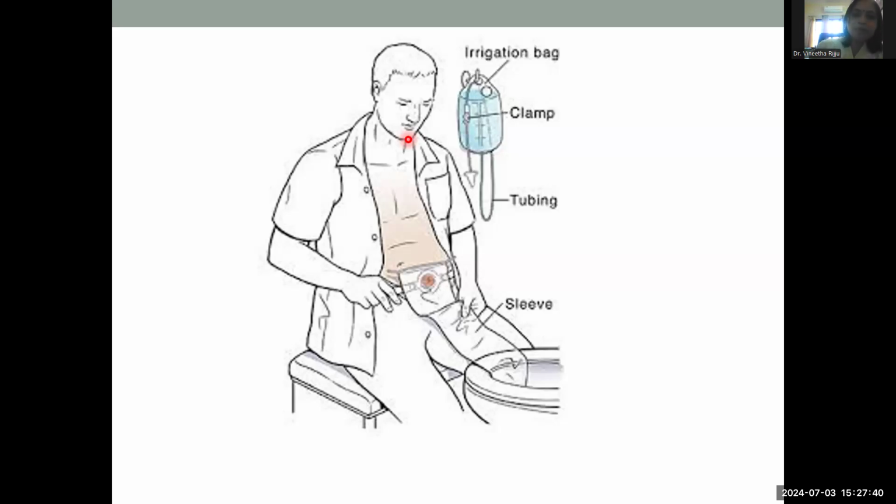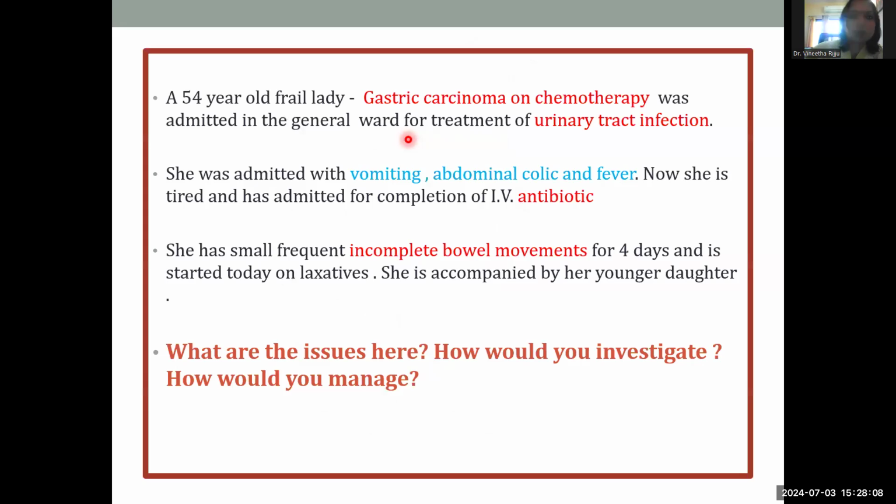So what happens is that the entire bowel is washed. Now this has to be practiced every day regularly at the same time, for example 7:30 in the morning for 21 days, and then this becomes a habit for them, and the stoma lets out the stools only at that particular time. So that is the good thing about teaching the patients bowel irrigation.